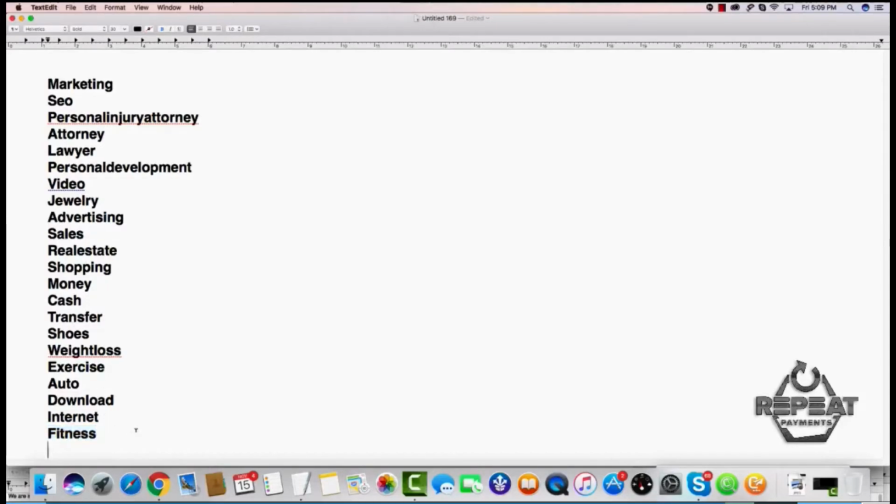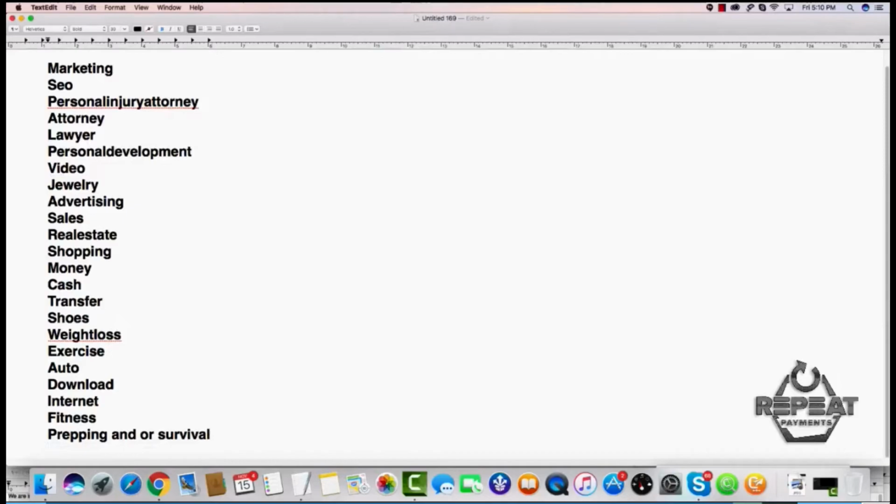Now, I'm going to add one here. This is a little bonus, and that would be prepping and/or survival. And admittedly, this should have come to mind earlier and I should have put this on the list, because people want to build a bomb shelter, okay? Or they say to themselves, you know what, I'm very underprepared. I just saw a documentary and there's going to be a world war and I need to get prepared. So what do they do? They spend $20,000 getting prepared, buying dehydrated food and all of that stuff.